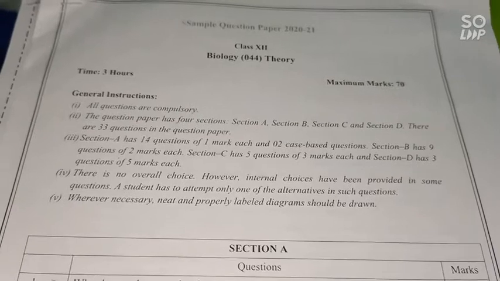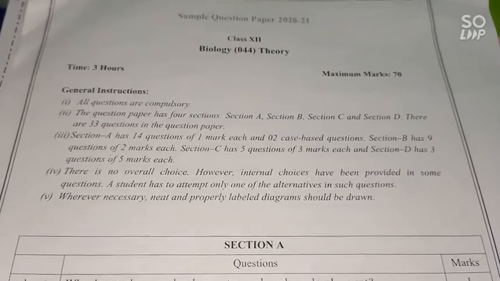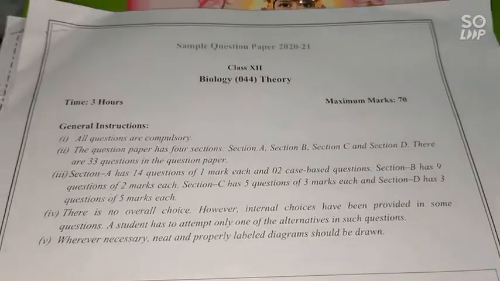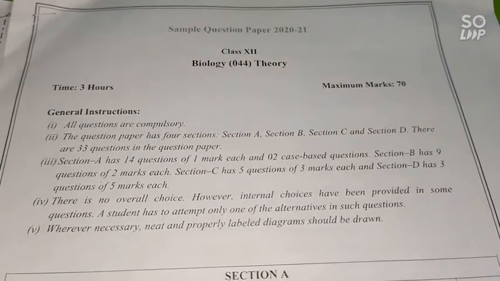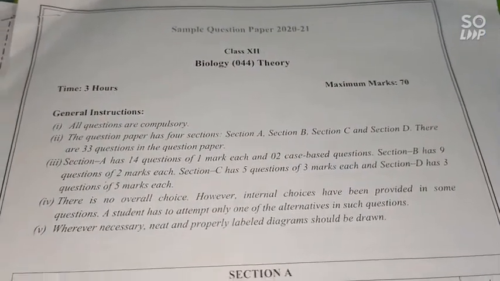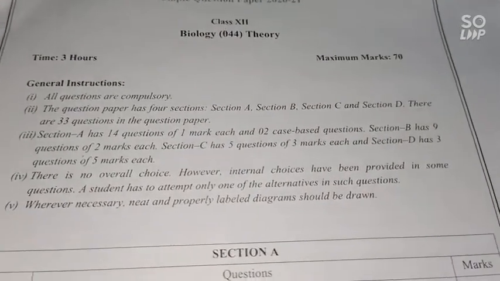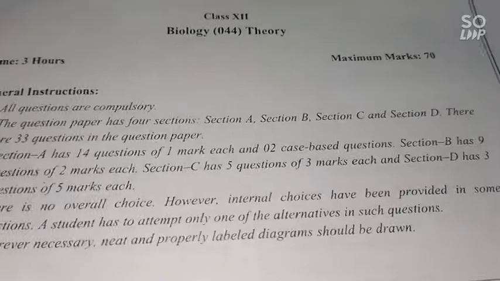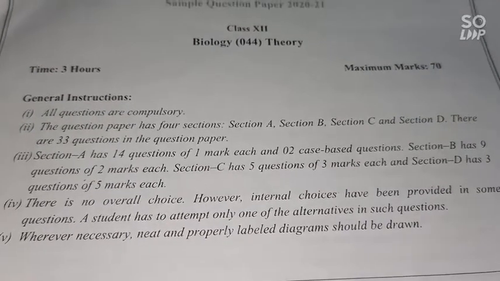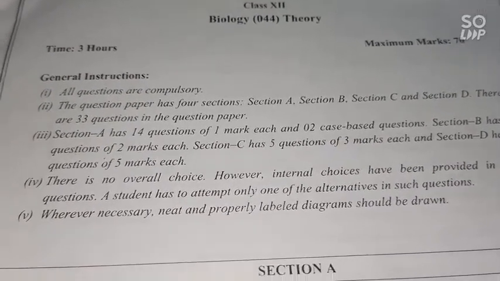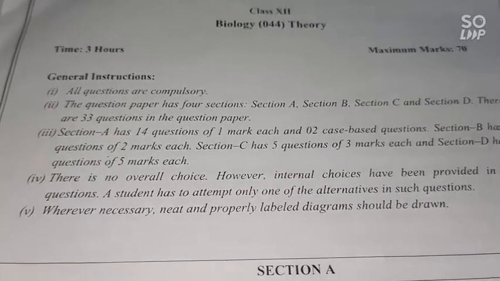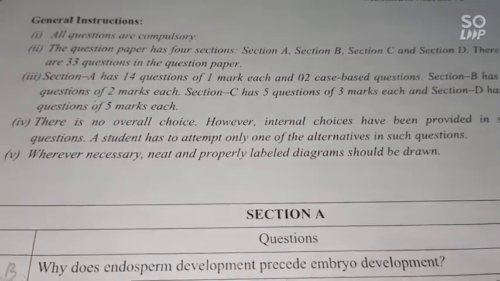Hi everyone. In this video, we will be discussing the question paper pattern released by CBSE for the year 2021 for the subject of biology for senior secondary. So the question paper is for 70 marks, as you all know. The code for biology is 044 and there are 3 hours for that exam. And the general instructions are given here.